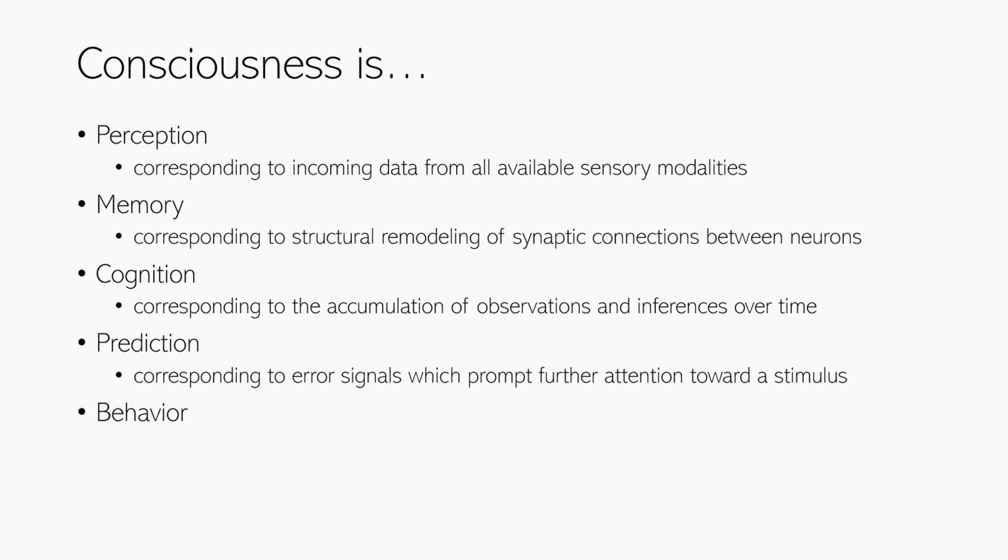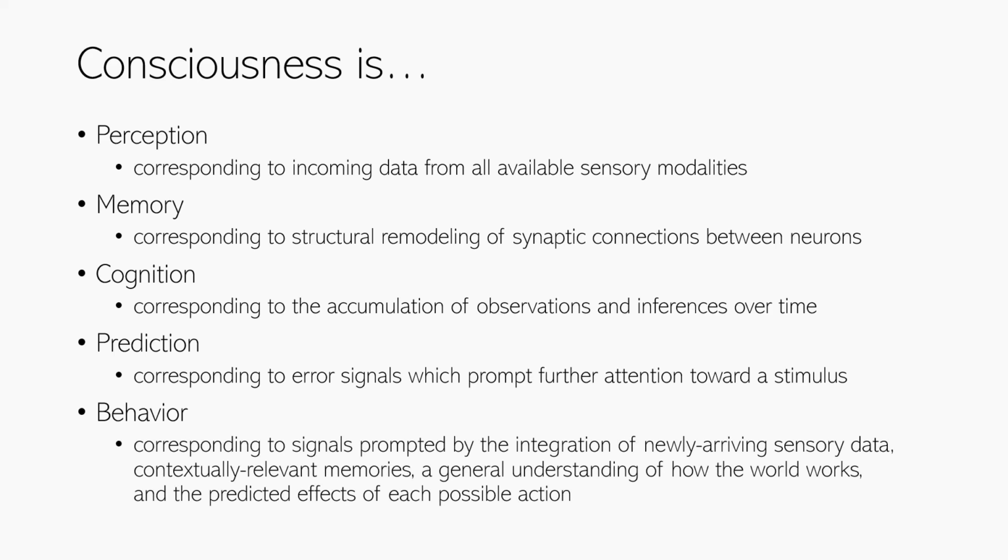And finally, consciousness involves behavioral choice. We are not purely deterministic entities with entirely predictable output behavior. Our actions are not automatic like spinal reflexes, but rather they are the result of decision-making in cortical neural networks. Descending motor signals are prompted by the integration of newly arriving sensory data, contextually relevant memories, and a general understanding of how the world works, as well as the predicted effects of each possible action. We take into account a combination of information to make a conscious decision, and then we select behavior to meet our goals.